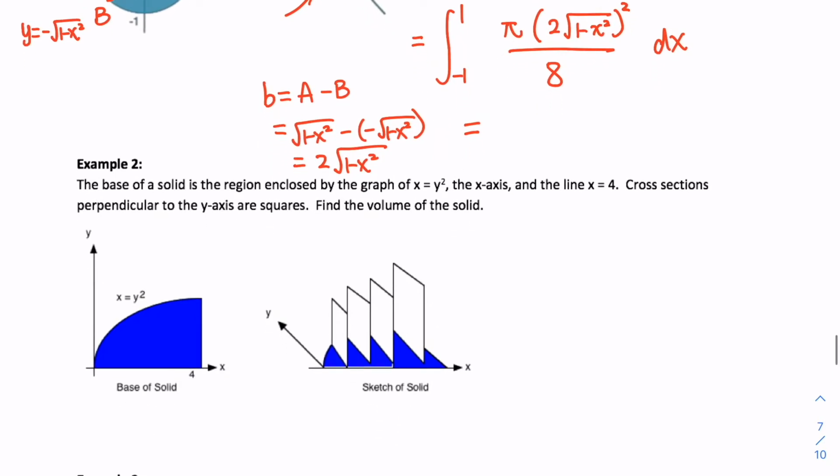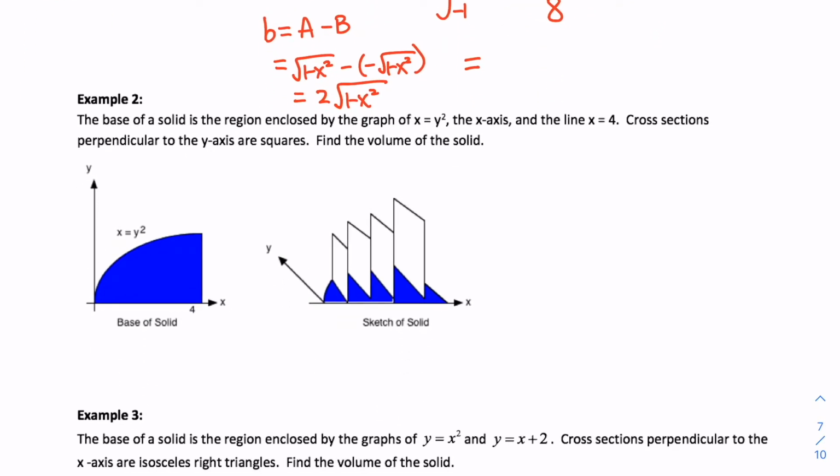Let's look at example 2. The base of the solid is the region bounded by the graph x equals y squared. This is a parabola, x equals y squared, and the line x equals 4. The cross-sections perpendicular to the y-axis are squares. So if you draw a random cross-section, this is our base. So the volume will be given by x from 0 to 4. We are going to integrate along the x direction, 0 to 4.